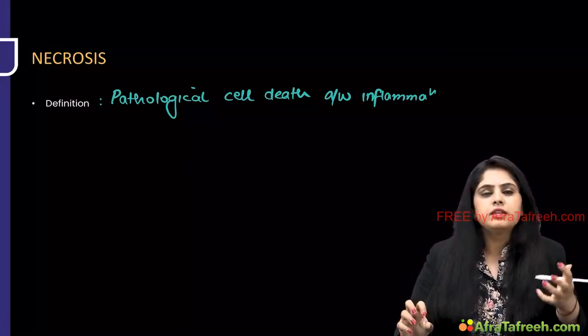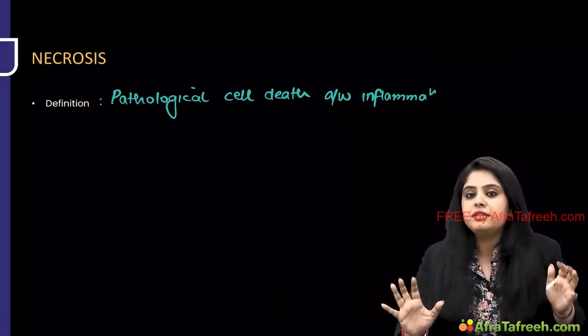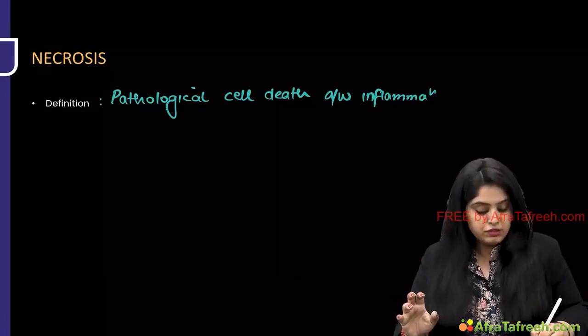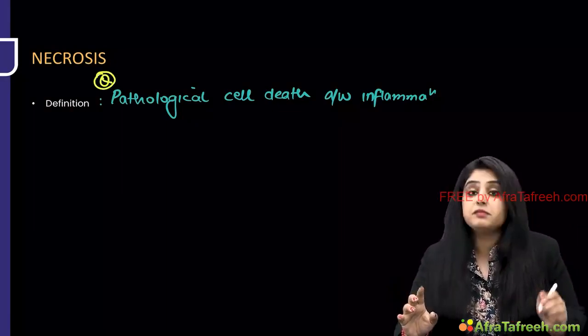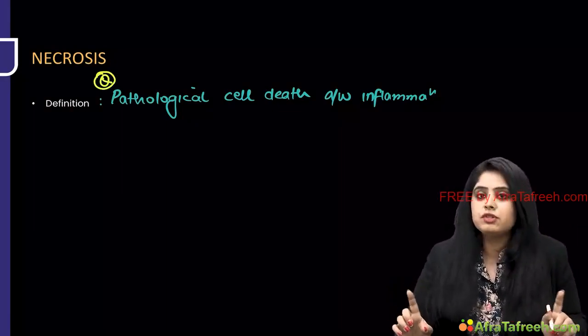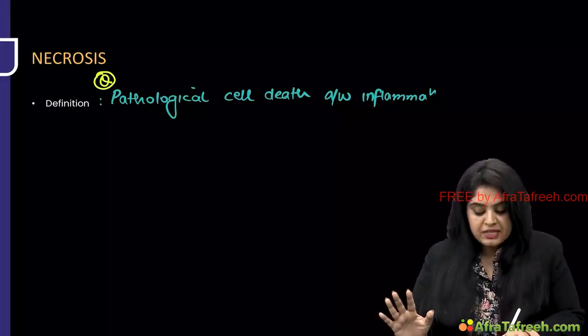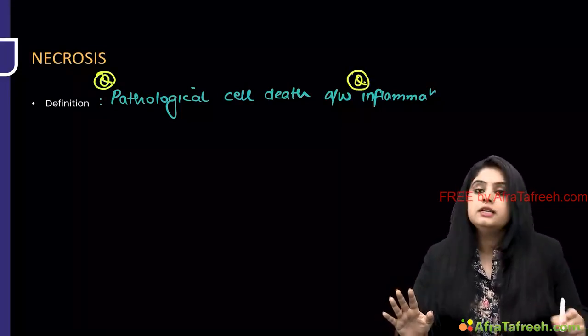So you will see something like neutrophils written, some other inflammatory cell written. Very important. So these two words, don't miss out. Necrosis is pathological, meaning not physiological. It is never going to happen normally. And second, it is associated with inflammation.